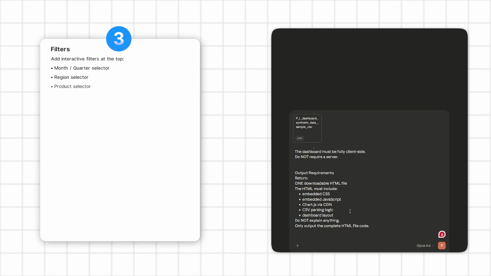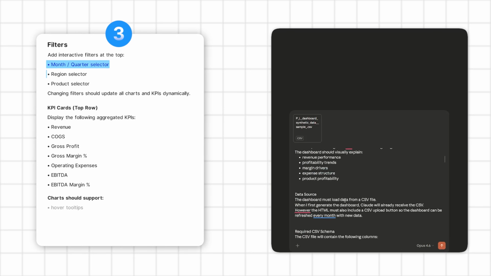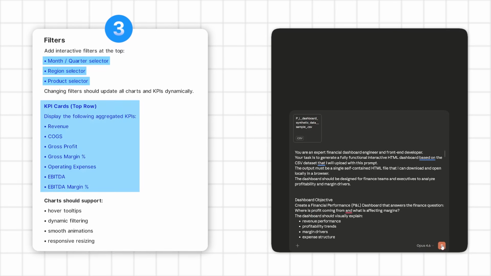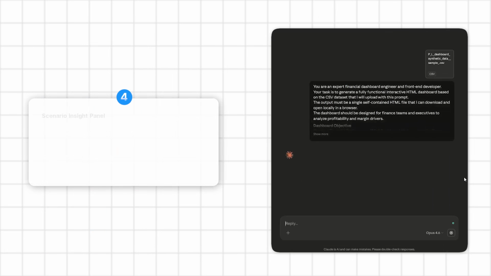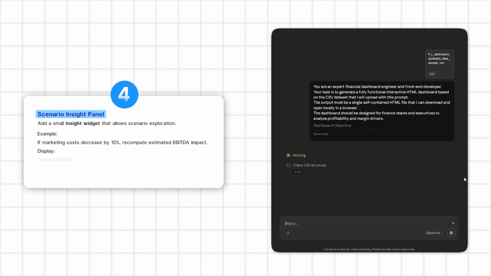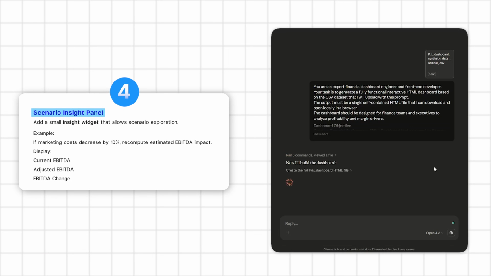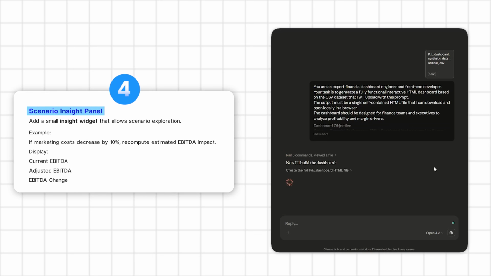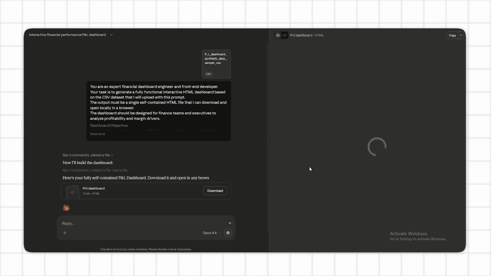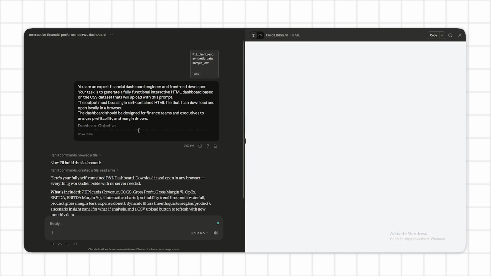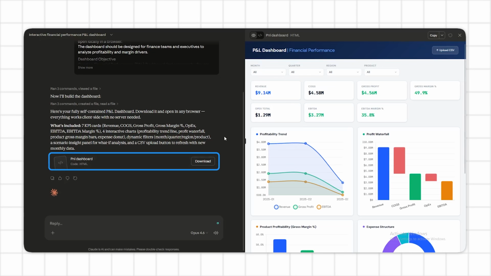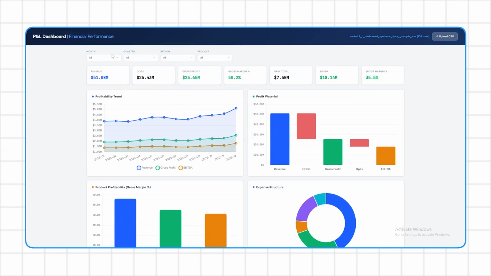Now, third, the prompt requires interactive filters for month, region, and product that update every KPI and chart dynamically. And fourth, it includes a scenario panel where you can adjust a cost category by a percentage and see the estimated EBITDA impact in real time. Now, the output is a single self-contained HTML file. No server, no dependencies beyond Chart.js from a CDN. You download it, you open it in a browser, and the dashboard renders from the CSV you uploaded with the prompt.